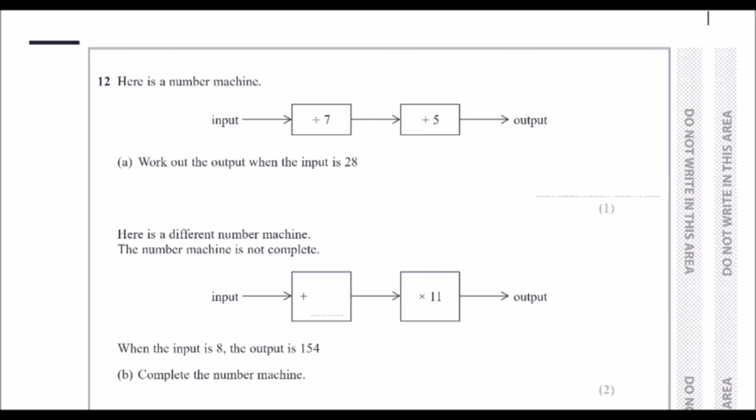Question 12. Here is a number machine. So we put a number in, divide it by 7, then add 5, and we get a number out. Part A says work out the output when the input is 28. So we're putting 28 into the number machine. We're going to divide it by 7, which will be 4. And then we're going to add 5. And that will get us to 9. So the output is 9.